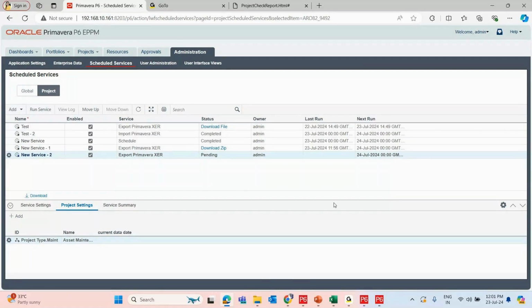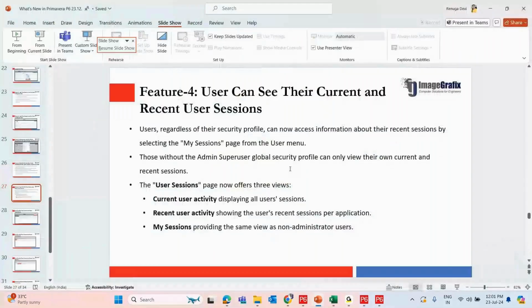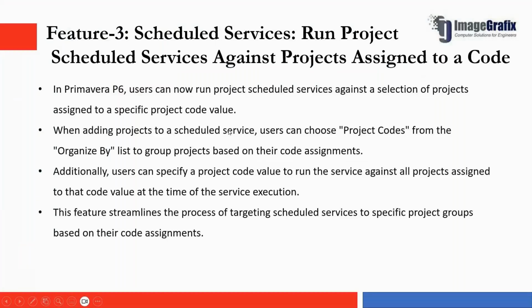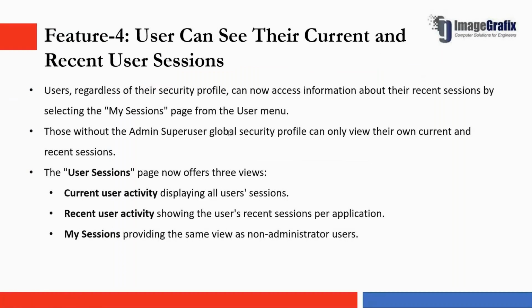And then the next feature, so now user can see their current and recent user session. This is mostly for admin super users. So this feature will be helpful. If a number of users are using the cloud application, we can identify which user worked at which time. For example, the user can see the user session and activity from the option called My Session in the user page.